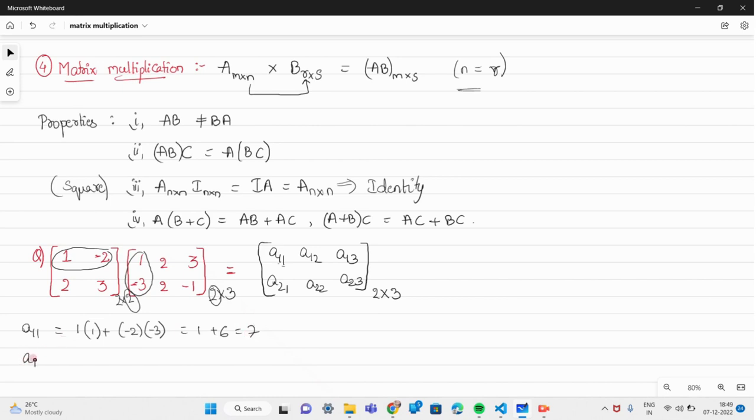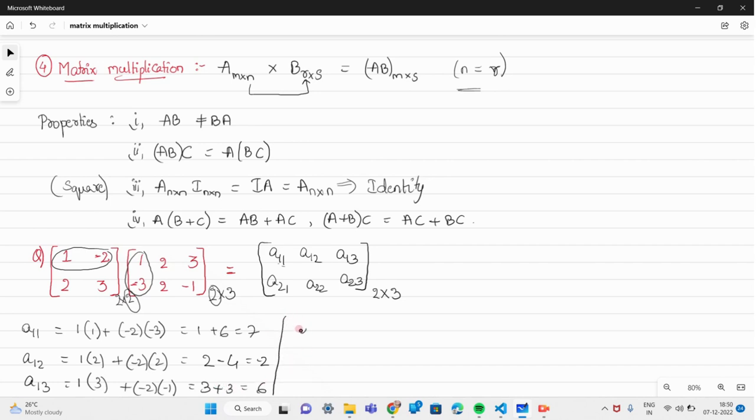Similarly, A12, which means first row of first matrix, second column of second matrix, which is 1 into 2 plus minus 2 into 2, which is 2 minus 4, which is minus 2. Similarly, A13, it's the first row multiplied with the third column. 1 into 3 plus minus 2 into minus 1, which is 3 plus 3, 6.